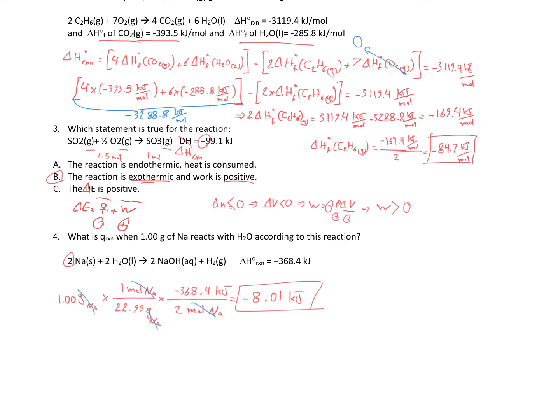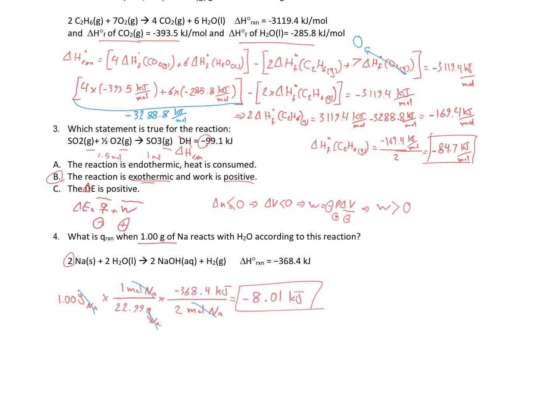Okay, so back to numbers. Question number 4: what is the Q of the reaction when 1 gram of sodium reacts with water according to this reaction? So we have the reaction and we have the delta H of the reaction. We have the enthalpy. But you know that when you have the enthalpy, it's per coefficient mole of each of these reactants or products. So in the balanced chemical equation, you see there are 2 sodium, so that amount of energy is per 2 moles of sodium. But the question is asking about the heat of the reaction for 1 gram of sodium.